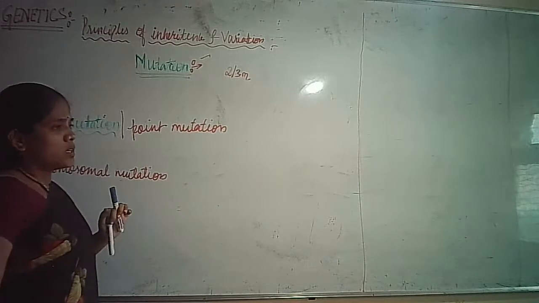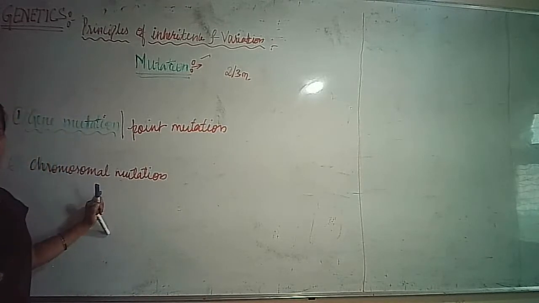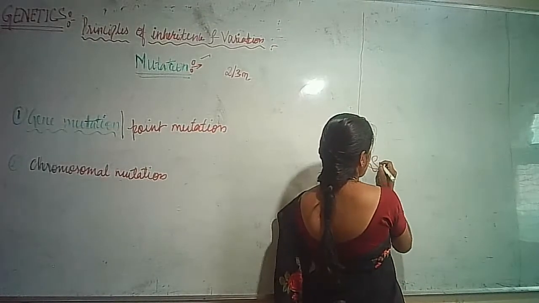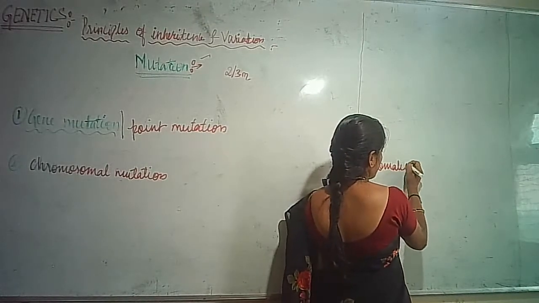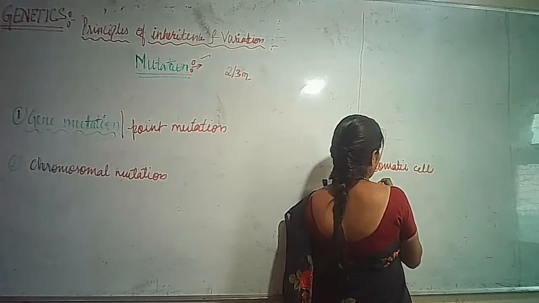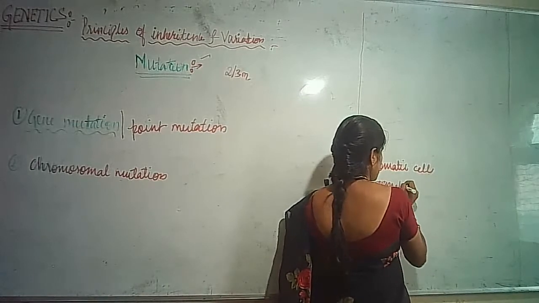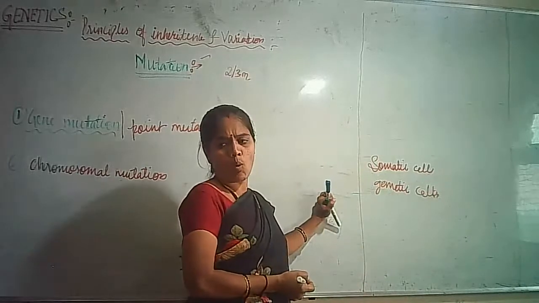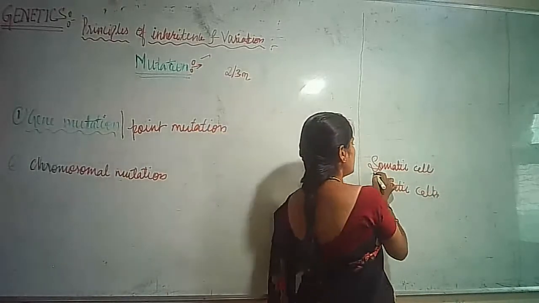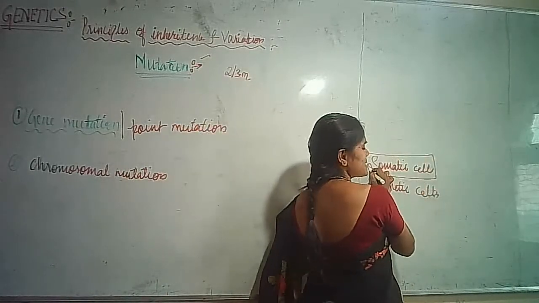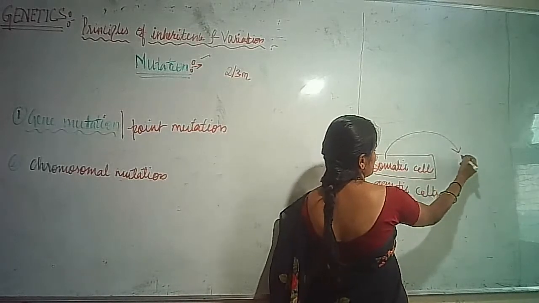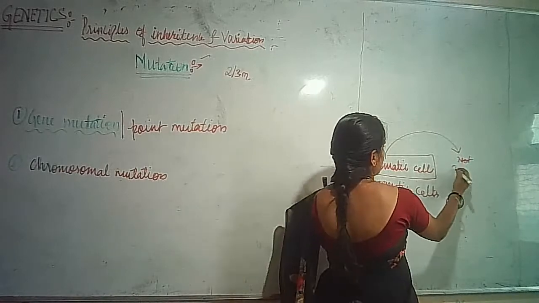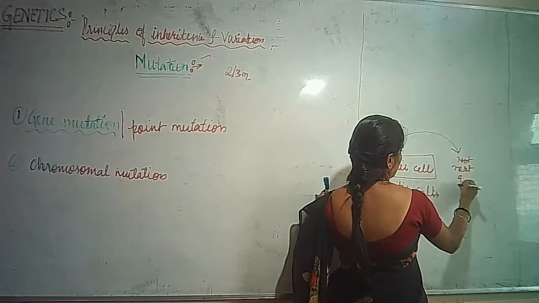Whatever mutations you are seeing, you know that in our body there are two types of cells, somatic cells and gametic cells. Somatic cells help to repair our body, isn't it? So whatever changes take place in the somatic cells will not be transferred to the next generation. Keep it in your mind.